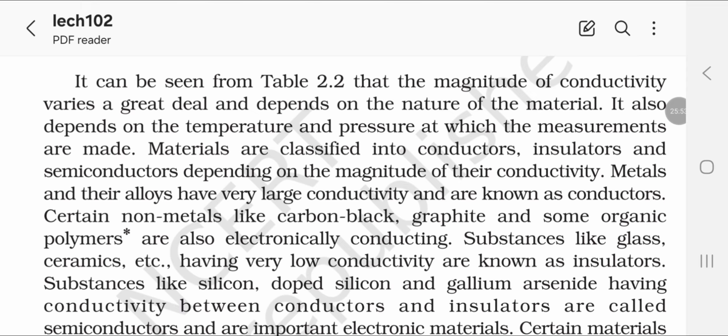Materials are classified into conductors, insulators, and semiconductors depending on the magnitude of their conductivity. Metals and their alloys have very high conductivity and are known as conductors. Certain non-metals like carbon black, graphite, and some organic polymers are also electronically conducting. Substances like glass, ceramics, etc. have very low conductivity and are known as insulators.